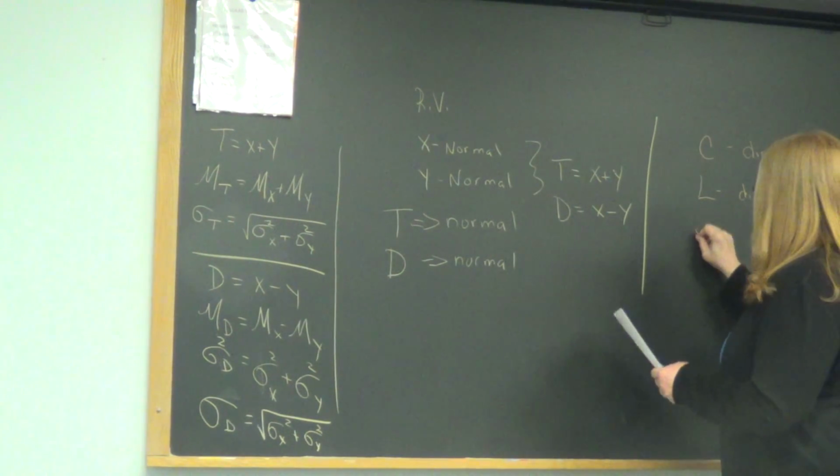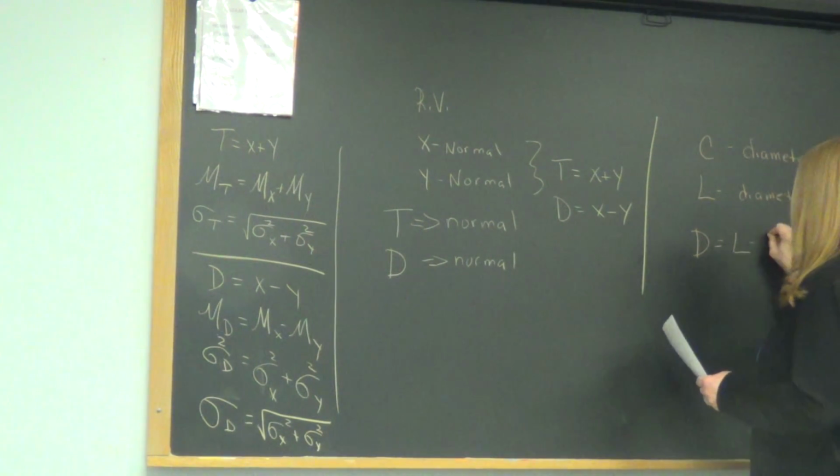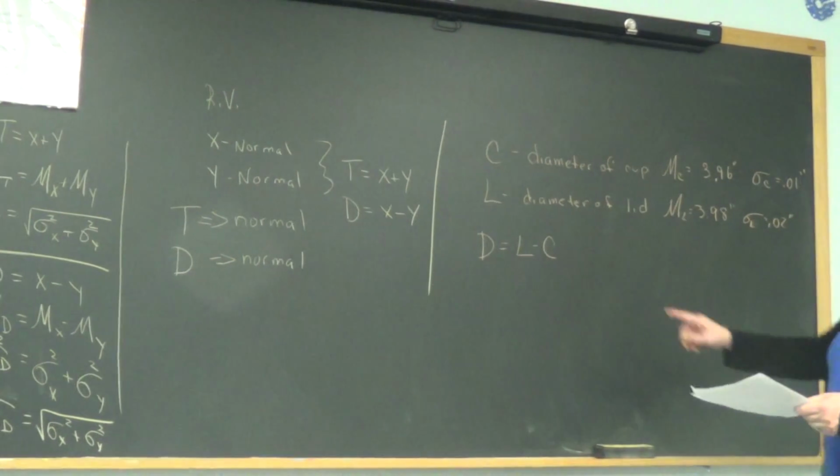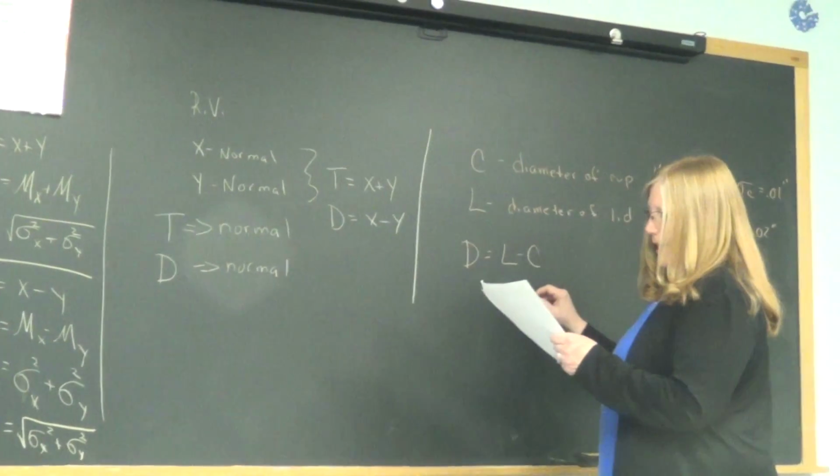So I'm going to do the difference of the two. Does that make sense why I'm doing the difference? I want that difference, the lid minus the cup, to be less than 0.06.